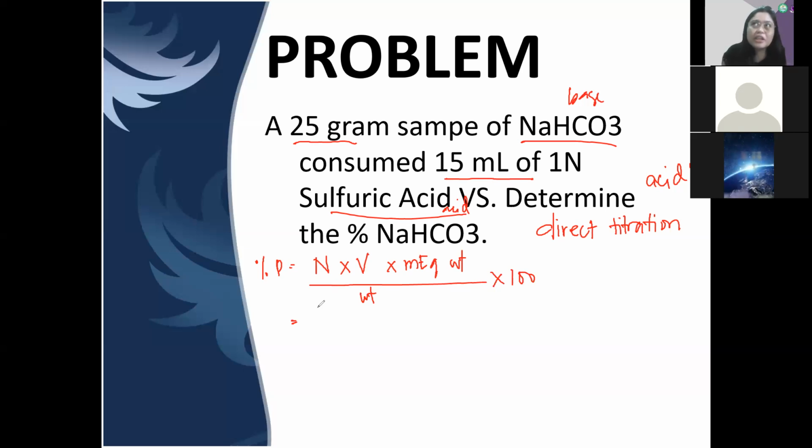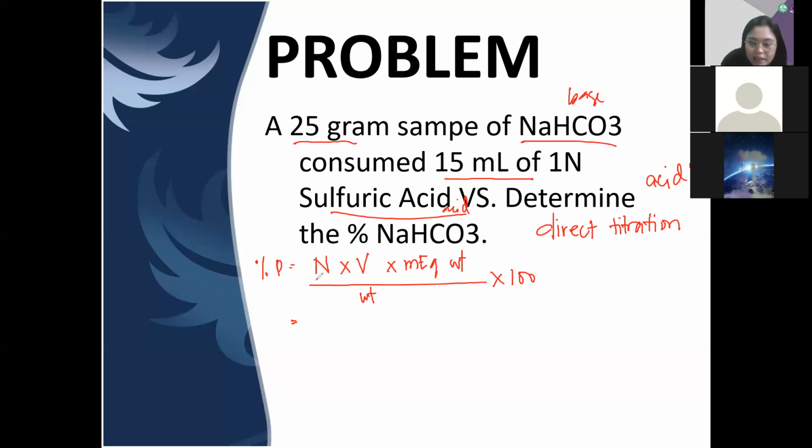Minsan umaabot siya ng 105, 110, and then pwede din siyang bumaba up to 90%. Merong mga ibang chemicals na hindi masyadong strict na pwedeng 80% yung percent purity, acceptable pa rin siya. Pero let's see with the sodium bicarb. Sodium bicarb is used as an antacid pharmaceutically. Okay, antacid.